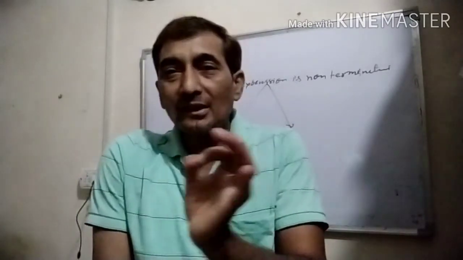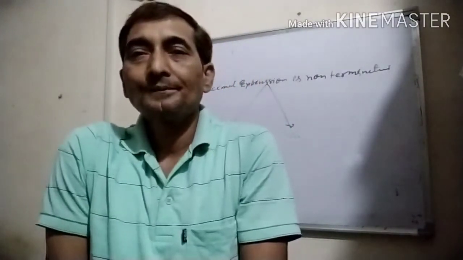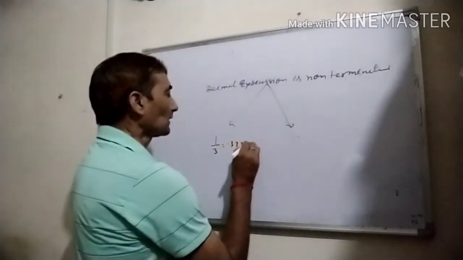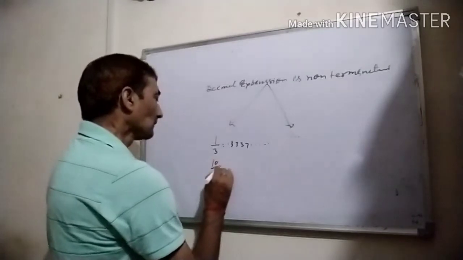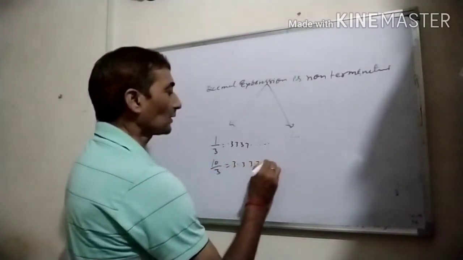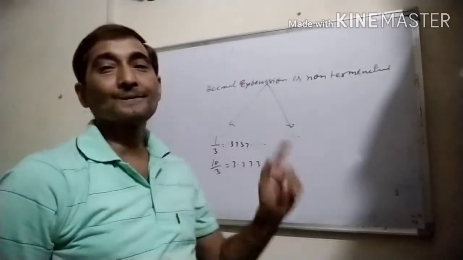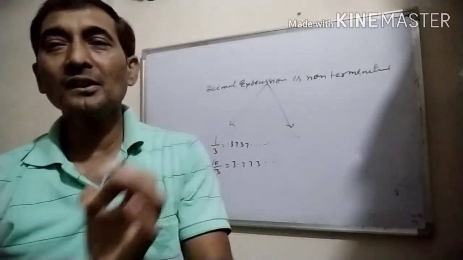First is a number being repeated till infinite, just like 1 by 3 equal to 0.3333..., 10 by 3, 3.3333 dot dot dot. This type of expansion is called non-terminating repeating decimal expansion.